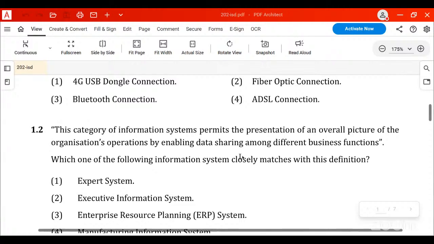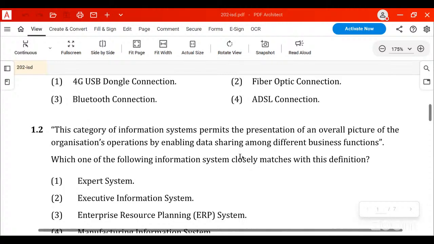This category of information systems permits the presentation of overall pictures of the organization's operations by enabling data sharing among different business functions. What is this system? Different functions. What are the different functions in a business? HR, marketing, operations.